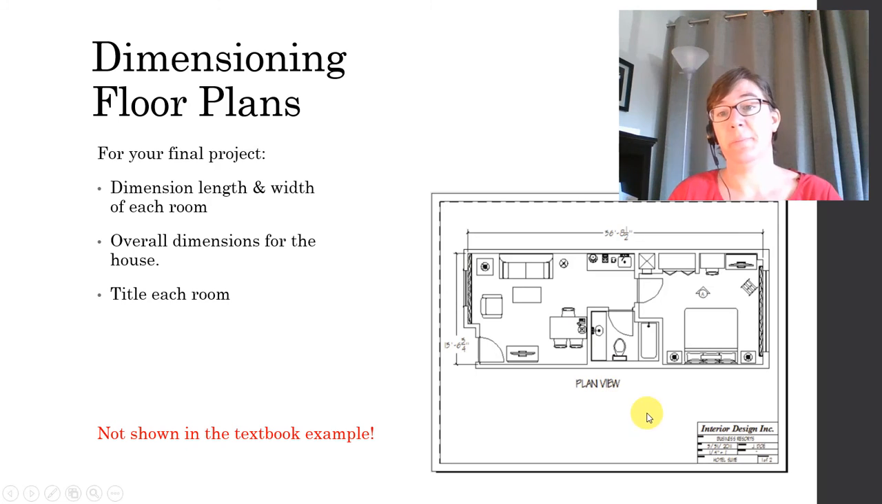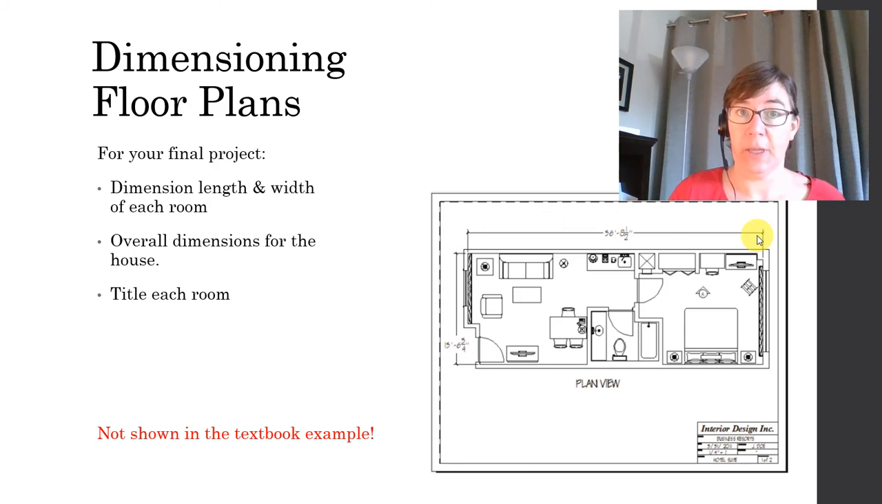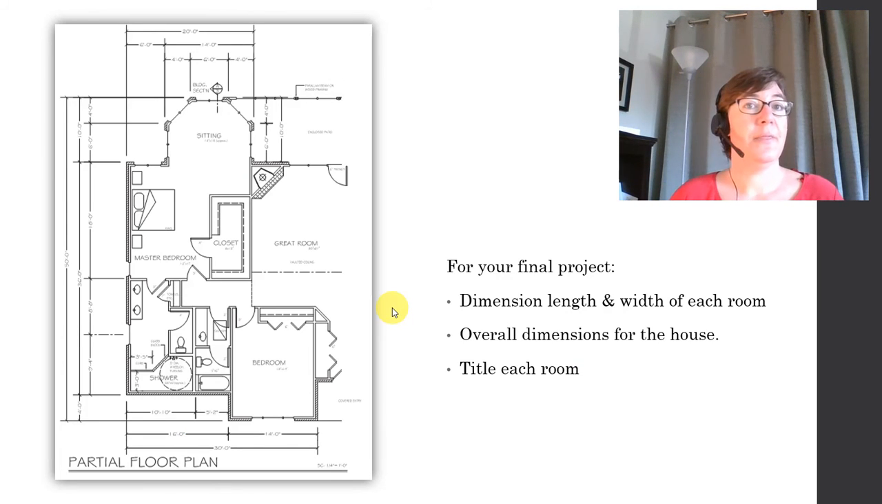The textbook example is this Hotel Tutorial 5. All they have is one dimension in each direction for the entire piece. Now they're not doing a whole house, they're just doing one. But for example, they didn't dimension any of these major interior walls. They also didn't label their rooms. So let's take a look at a different example. And this is how I'd like you to do it for your final project.